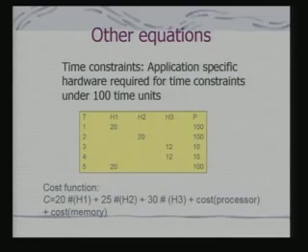So, let us look at other equations. There will be time constraints, because other constraints would now come into the picture. We are looking at a time constraint, application specific hardware required for time constraints under 100 time units. And we are defining this as a cost function. This 20, 25, 30 is cost of these hardwares, and this should be multiplied by the number of these units being used plus the cost of the processor plus the cost of the memory. So, this is what we would like to minimize, satisfying this time constraint and other operational assignment constraints.